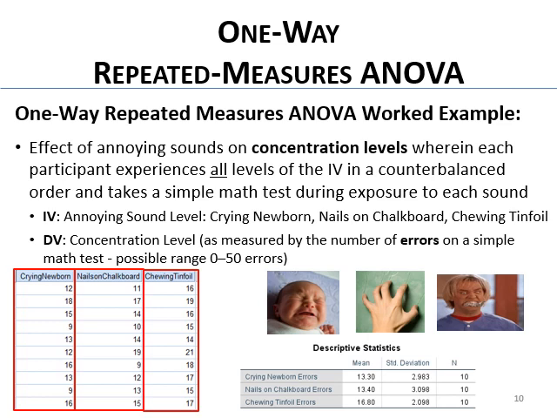And here's the means, and the standard deviation in the red box. You need that, of course, for your APA write-up, so I'm just showing you where it comes from. But take a look at it. It looks like crying newborn and nails on a chalkboard, the means are really similar, right? They're both just about 13. And then chewing tinfoil is about 3 errors higher on average, right?